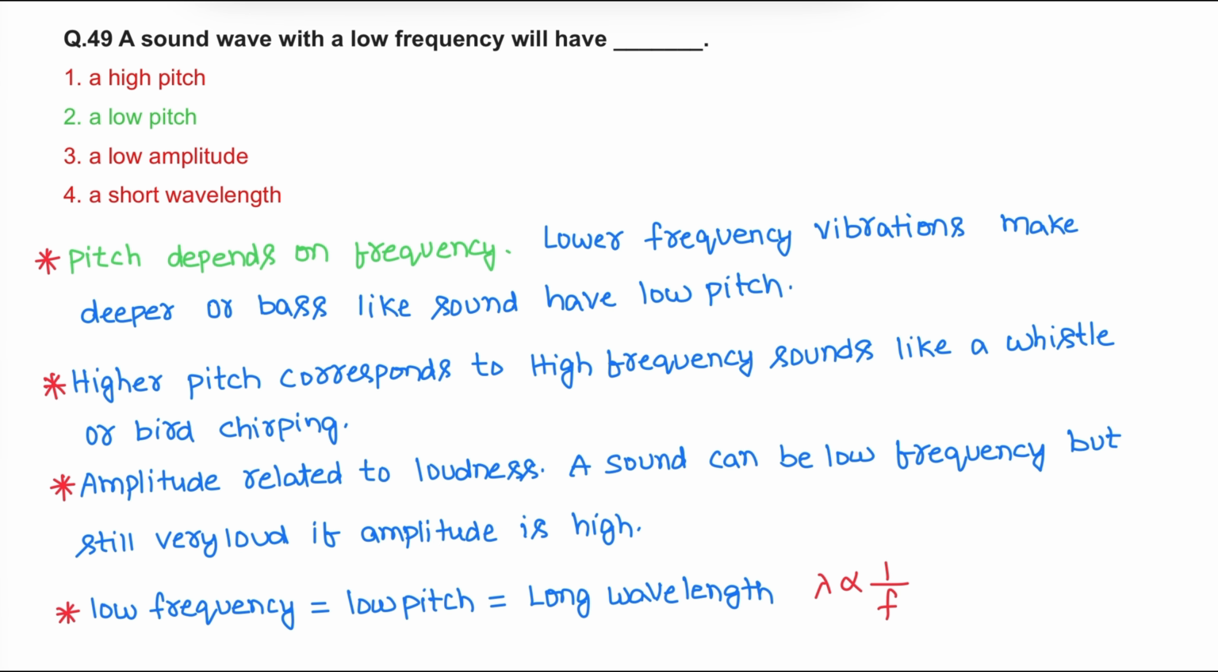Question number 49. A sound wave with a low frequency will have low pitch. Pitch depends on frequency. Lower frequency vibrations make deeper or bass like sound that have low pitch. Higher pitch corresponds to higher frequency sounds like a whistle. Amplitude is related to loudness. Sound can be low frequency but still very loud if amplitude is high. That means low frequency is equal to low pitch, long wavelength. Lambda is inversely proportional to frequency. Correct answer is low pitch.